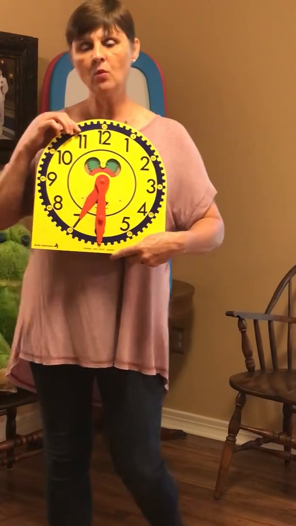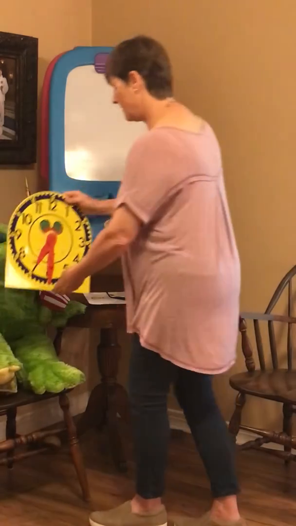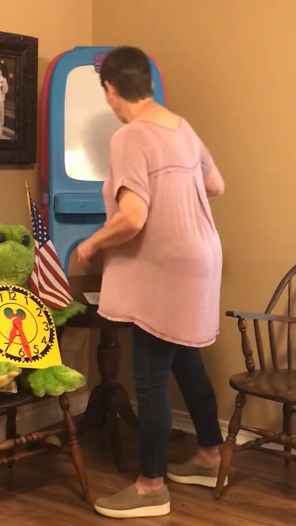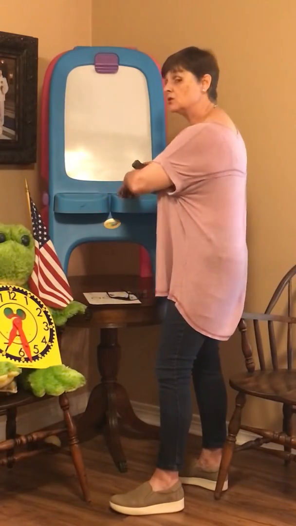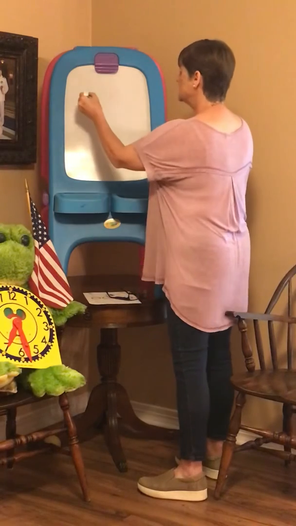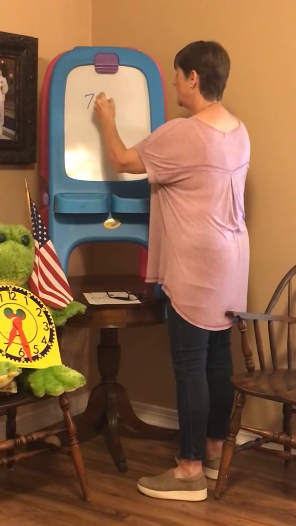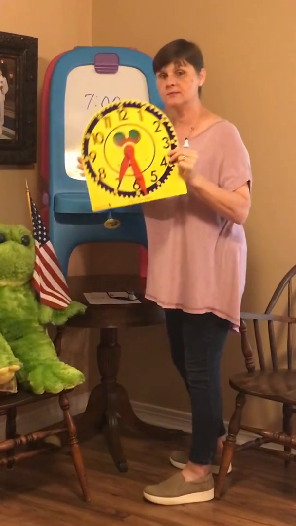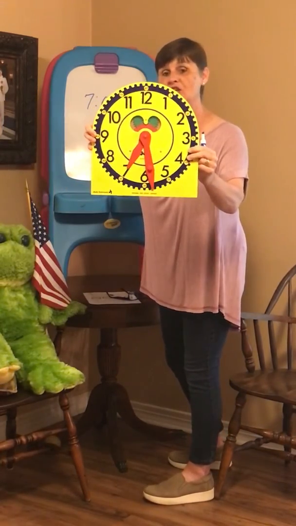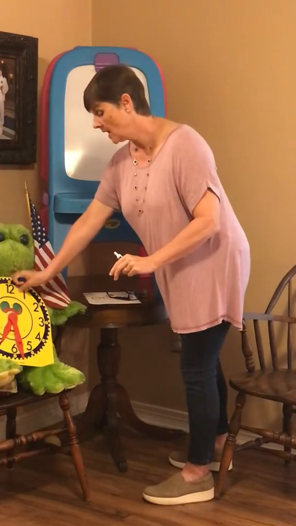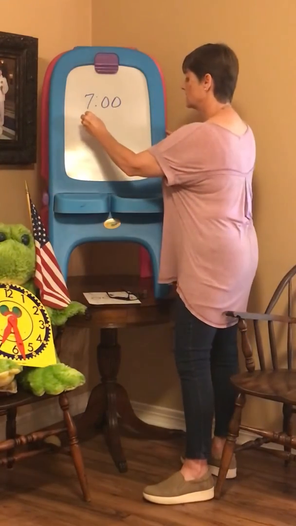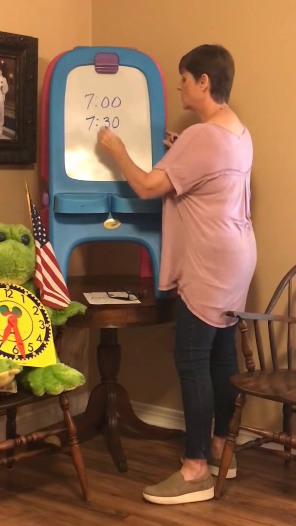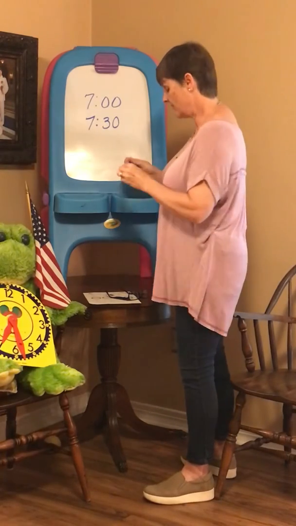All right? How would we write 7 o'clock? Y'all have been doing this for a long time, so you know. It's 7, 0 0. And then, if our time says 7:30, we write it like this. 7, 30, because that's 30. 7:30.